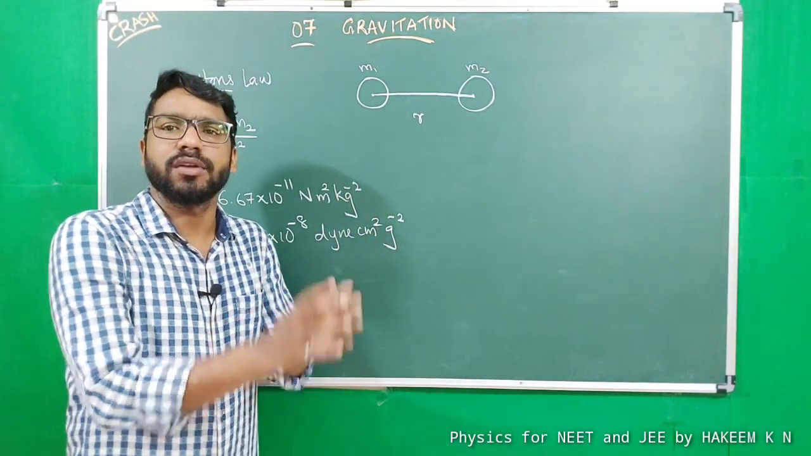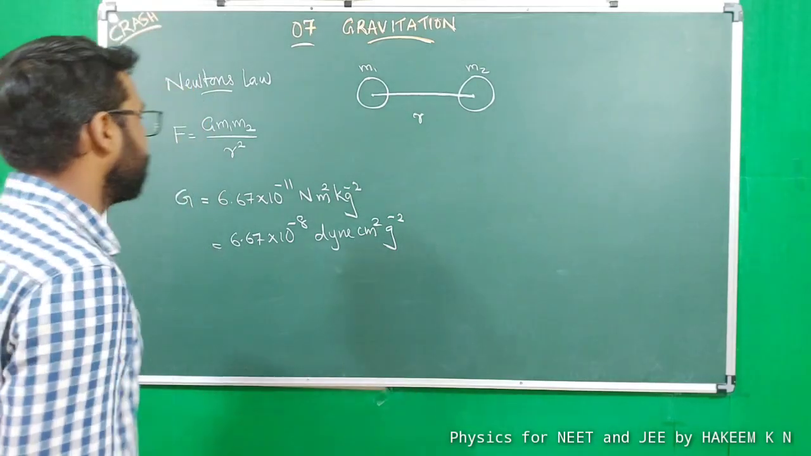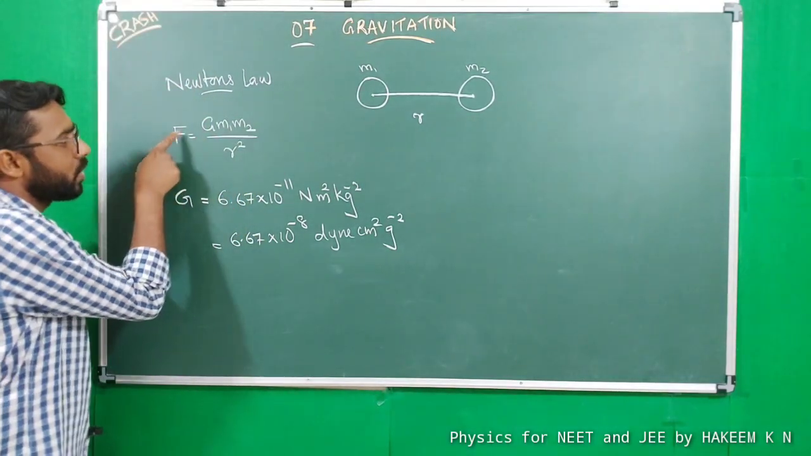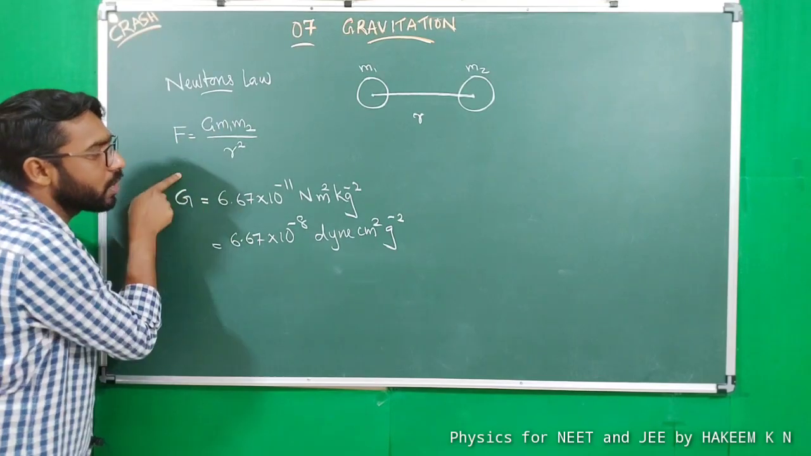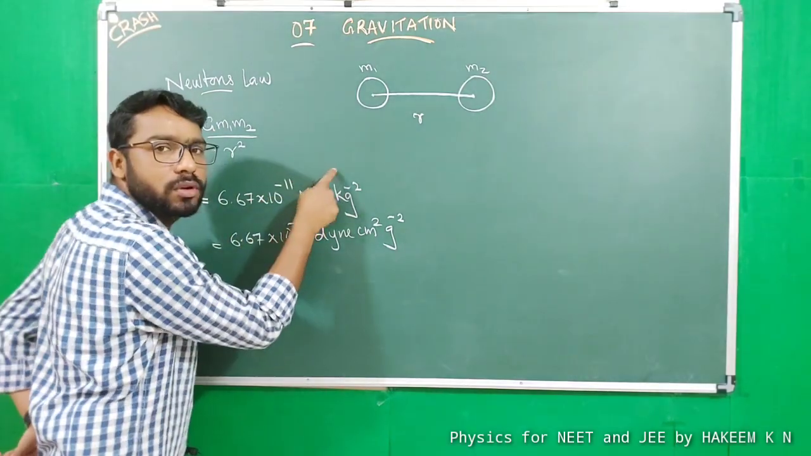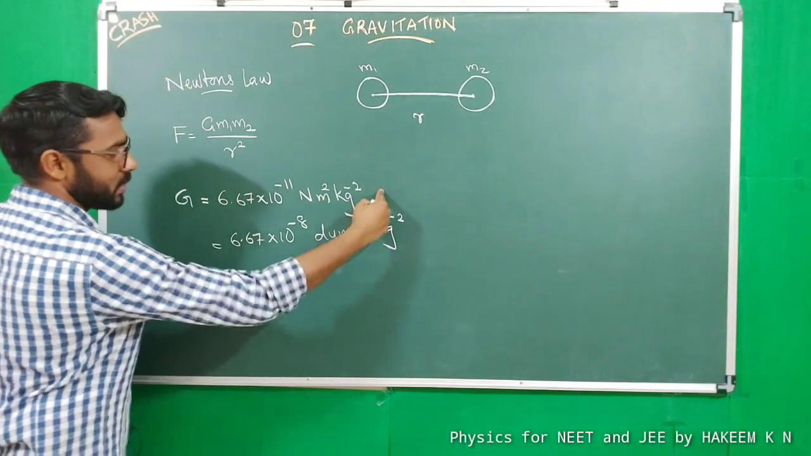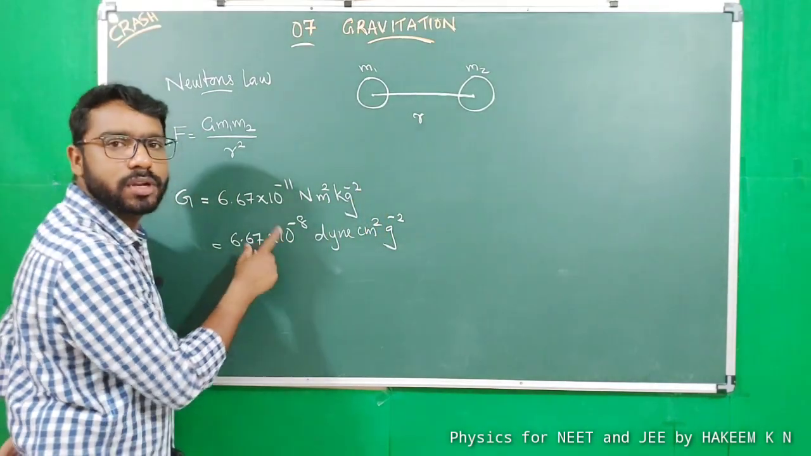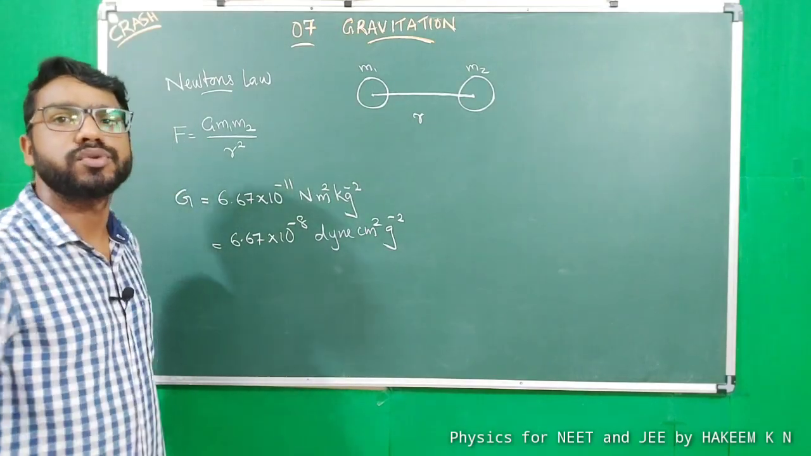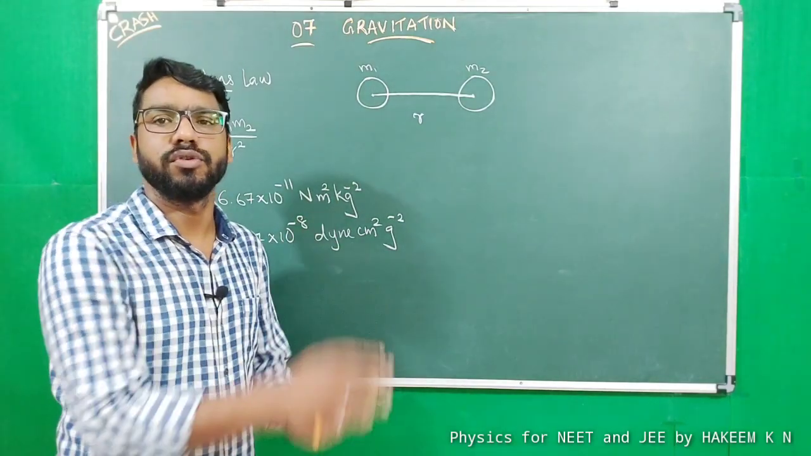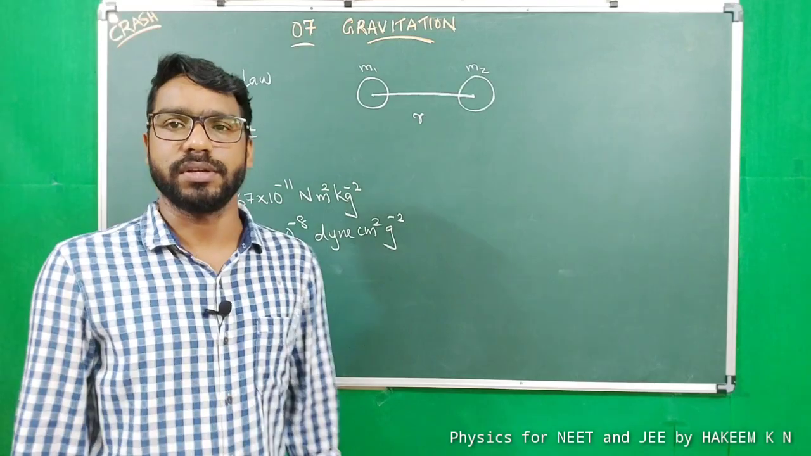The value of G was calculated by Henry Cavendish, and from here we can find its unit easily because G equal to F r square by m1 m2, so Newton meter square kilogram power minus 2. This is the SI value, and 6.67 into 10 power minus 8 dyne centimeter square gram power minus 2 is the CGS value of the universal gravitational constant.